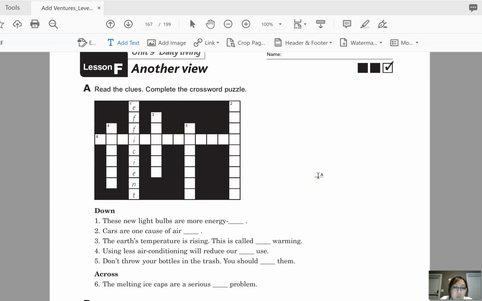Go ahead and read the clues. This is a crossword puzzle, a very popular kind of word activity in America. Down means these up and down blocks, and across means the left and right blocks. But there's only 1 across in this puzzle, so it's pretty easy. Go ahead and take some time to do this activity, and you can pause the video and continue when you're finished.